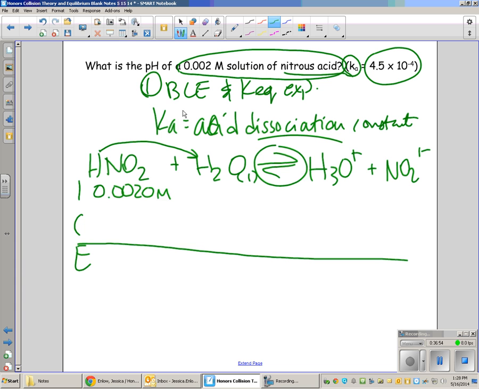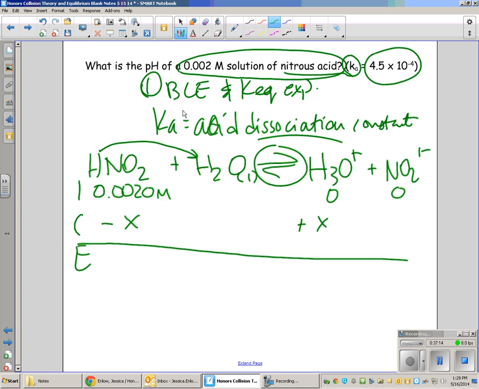How much is that some? I don't know. I'm going to call it x. Some of this will disappear. I'm going to subtract some of that, and I call it 1x because of the fact there's a 1 coefficient. Then, did it say I started off with any of these products? No, so I assume 0 and 0. How much gets added to the product side?